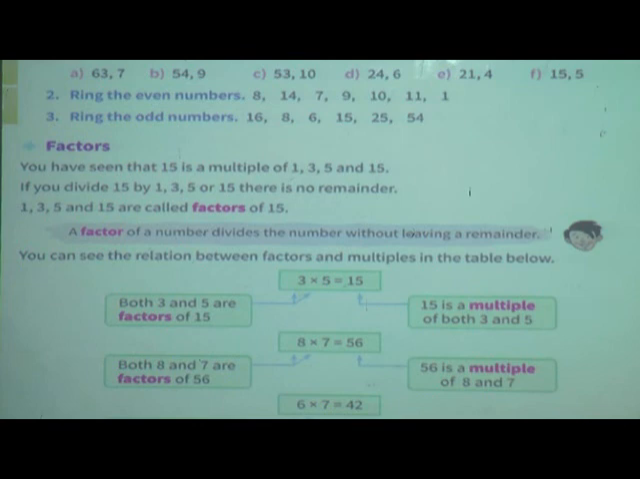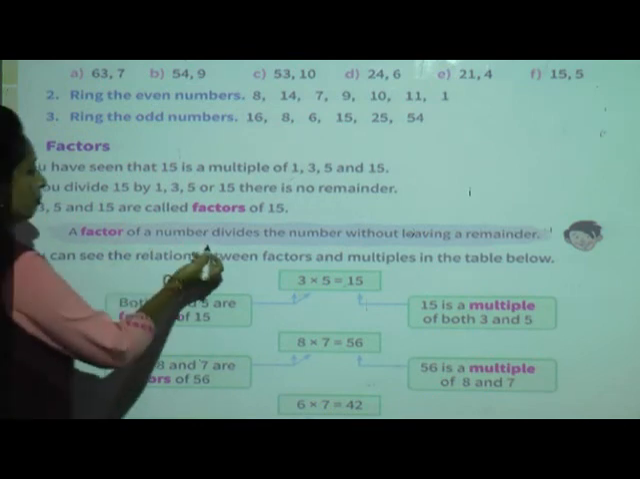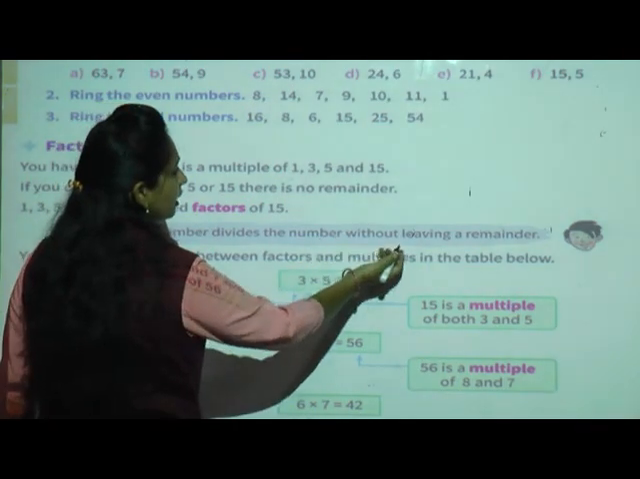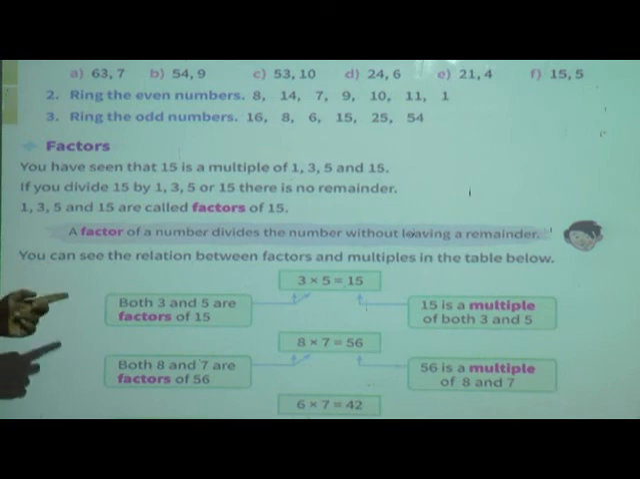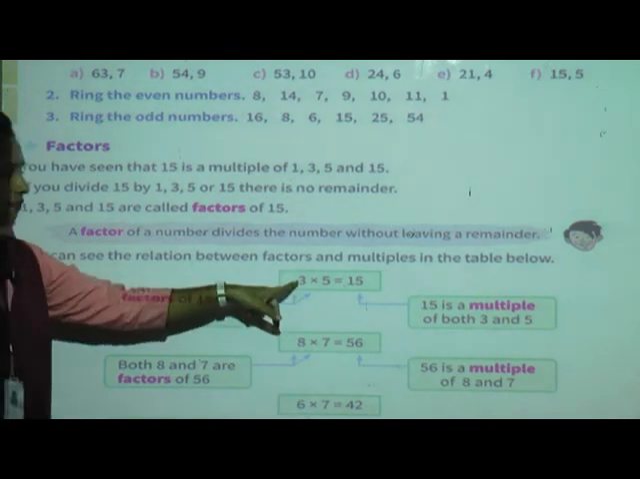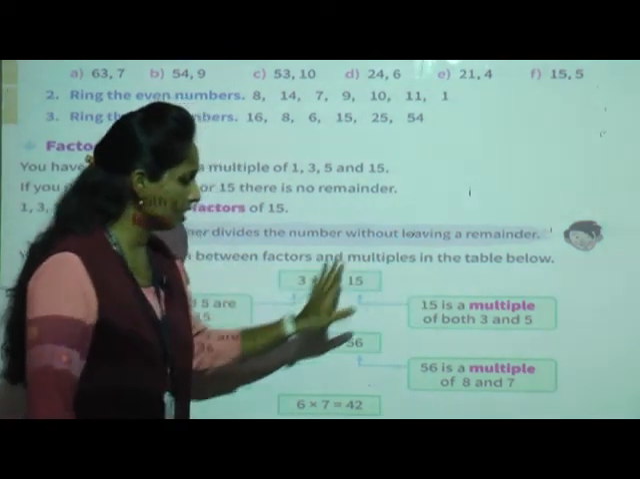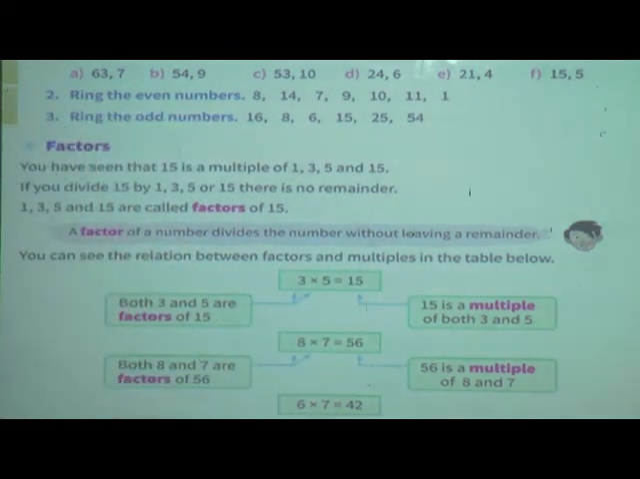See, what is a factor? How will you find out the factor? A factor of a number divides the number without leaving a remainder. So whenever you divide any number to get the factor, there should be no remainder. Then only we can say that number is a factor of that given number. Okay. Now you can see the relation between factors and multiples in the given table.